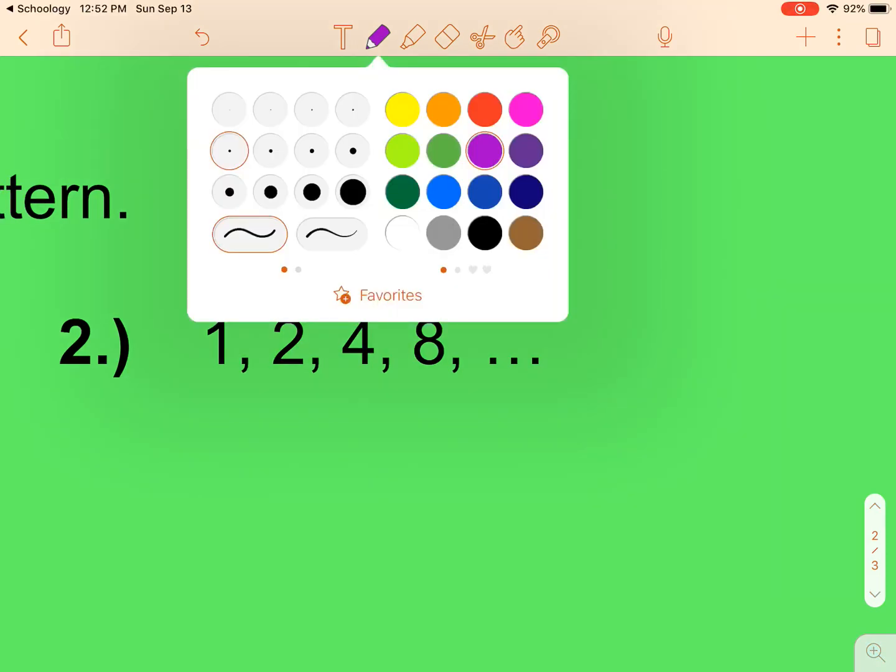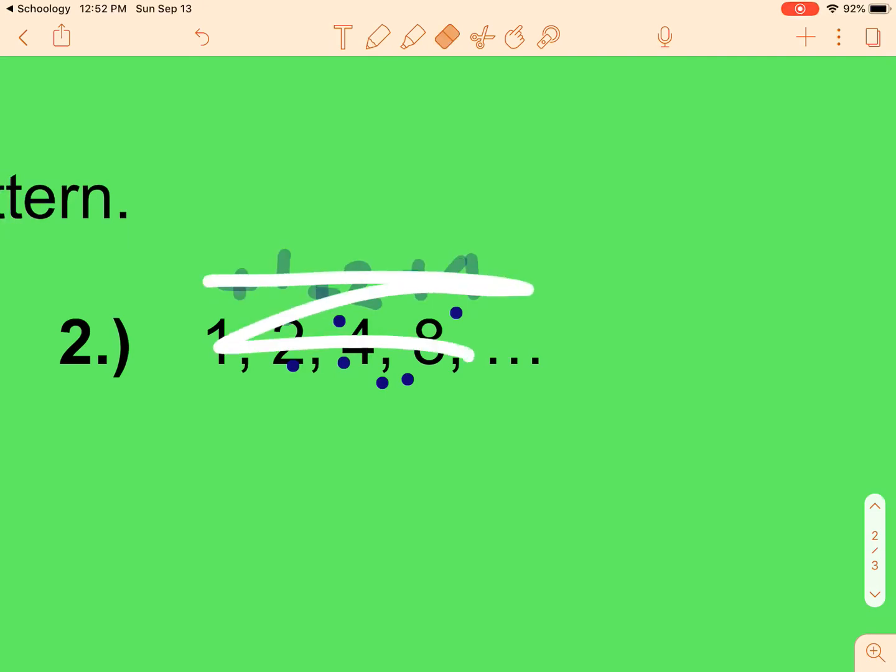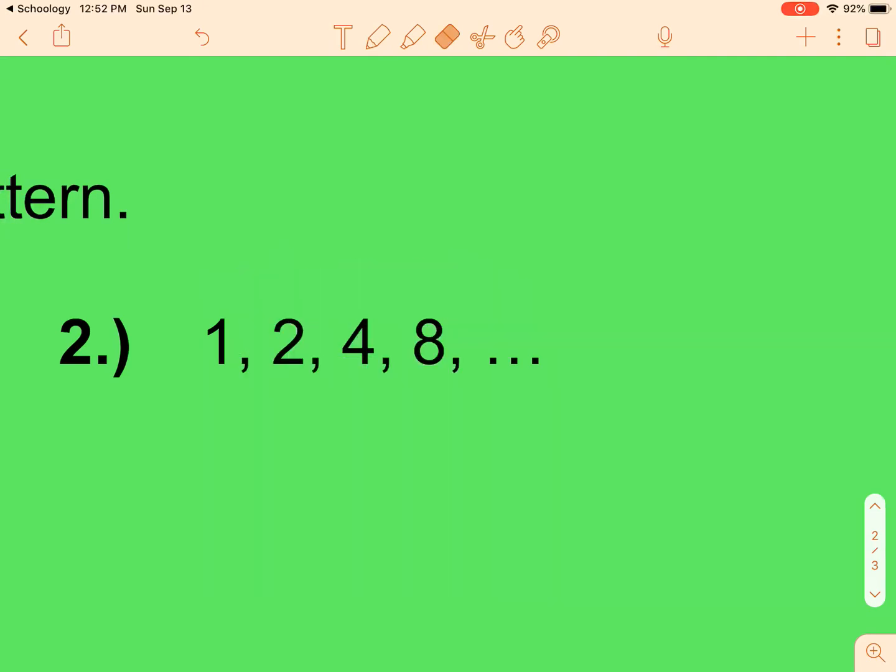What do you notice about this one? From 1 to 2, I see we're adding 1, right? From 2 to 4, I see I'm adding 2. From 4 to 8, I see I'm adding 4. Are all of those the same? They are not. So that's not our pattern. So we're going to try again.